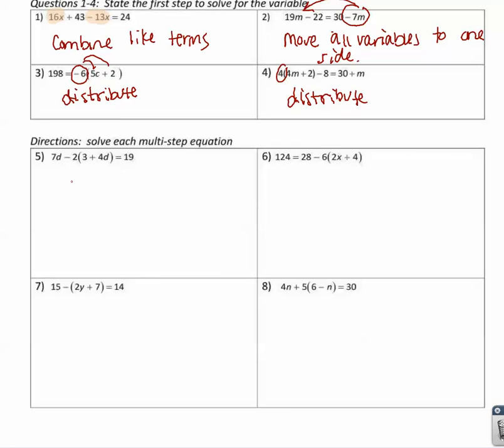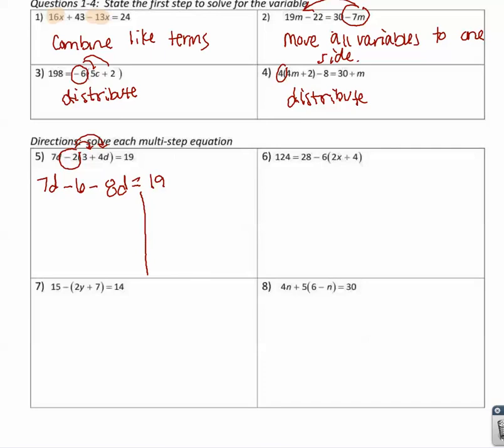So on problem 5, you notice that you have parentheses. So you want to distribute negative 2 to each term within your parentheses. So negative 2 times 3 is negative 6. Negative 2 times 4d is going to be negative 8d. Bring down your remaining terms. Now remember, if you have a negative 8d, that's the same thing as minus 8d.